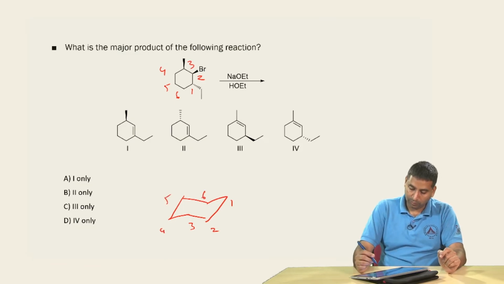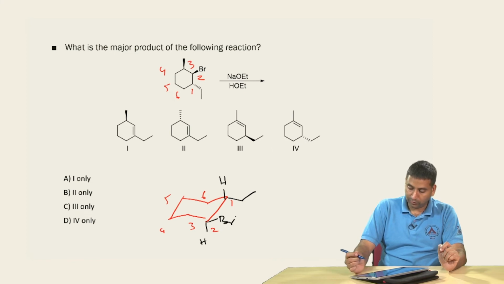Now I will put in the groups. In the 1 position, I have an ethyl. I am going to draw it in the equatorial position. On the 2 position, we have a Br, and the relative stereochemistry of the Br is trans, so let us say I draw this hydrogen over here. If it is trans, then the hydrogen becomes here and the Br goes into the equatorial position. Between 2 and 3, the 3 is going to be cis, so the CH3 would be here.